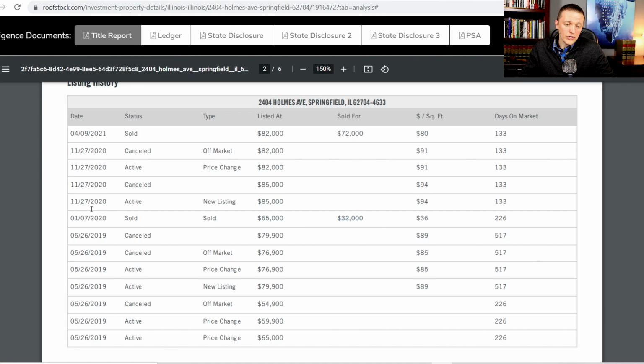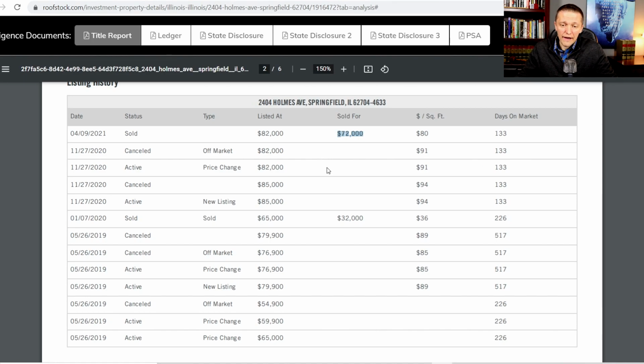Subsequent to that, just 10 months later, the prior owner listed this property back on the market for $85,000. And it is my belief that the property was remodeled by the prior owner who purchased it for $32,000 and essentially flipped it. So after that owner listed it for sale, it sat on the market for a bit. It looked like it went under contract. Then it was canceled. Then it finally sold to our current seller who paid $72,000 for it.